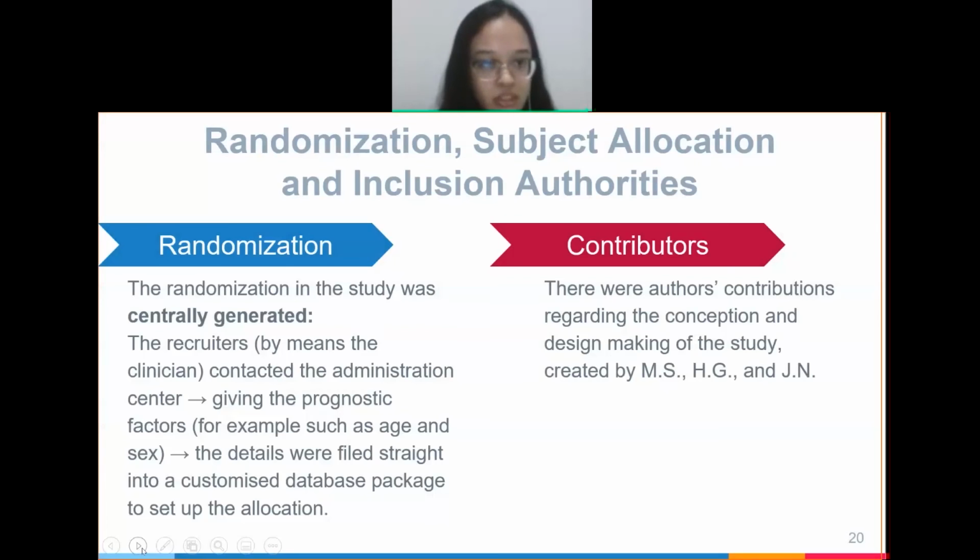So the randomization of the study was centrally generated, meaning the clinician contacted the administration center, then gave the prognostic factors, for example, age and sex. Then the details were filed straight into a customized database package to set up the allocation. Based on the study, there is no further info regarding who did the randomization, subject inclusion, and determined subject allocation. But there were others who contributed to the conception and design of the study: MS, HG, and JN. Next.